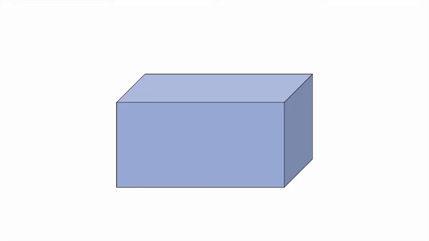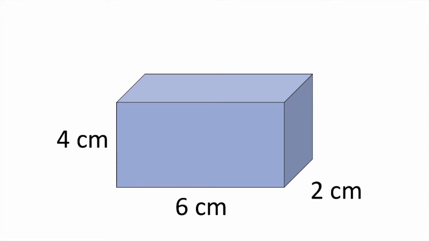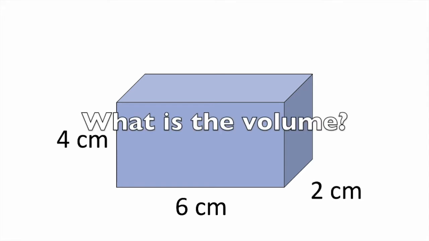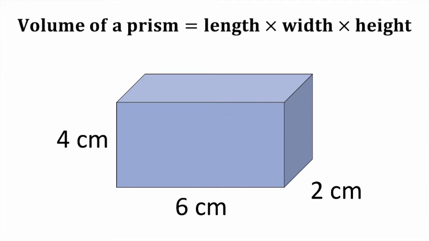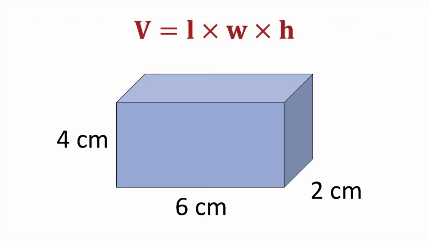Let's do an example. Say we have a rectangular prism that's 4 centimeters high, 6 centimeters long, and 2 centimeters wide. What is the volume of this block? We're going to use this formula, volume equals length times width times height. And I'm going to take these numbers and plug them into my equation.